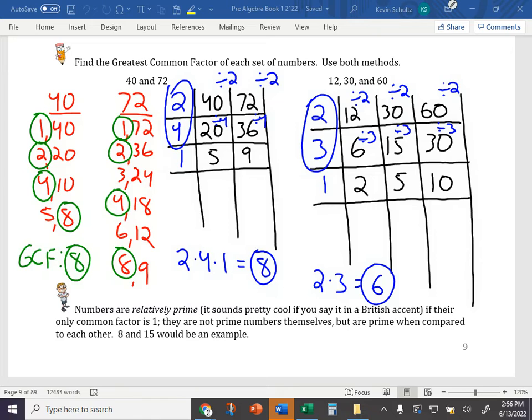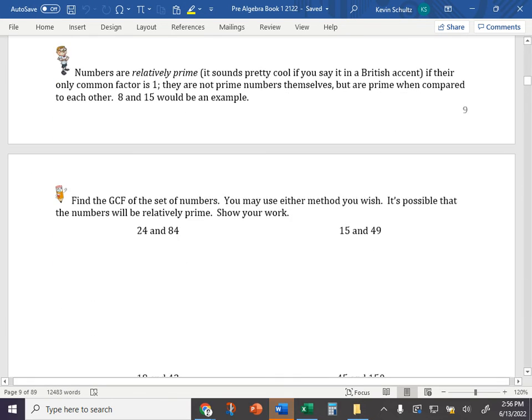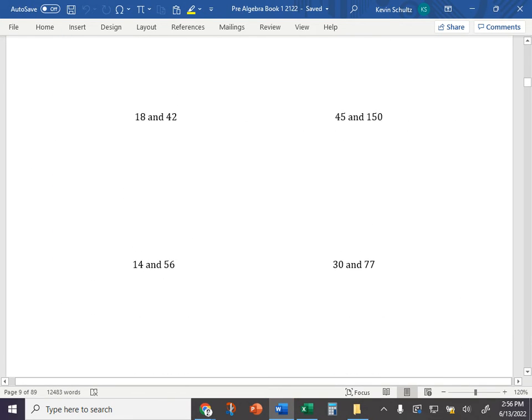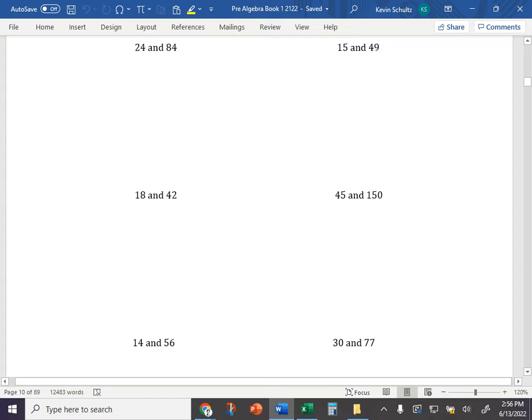So your assignment, this was on page 9. If you get the notes down, feel free to pause. On page 10, you've got a whole bunch of opportunities to practice. I don't care which method you use, listing or the chart, as long as you show your work. Showing work is a requirement.